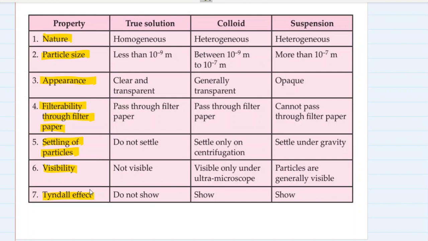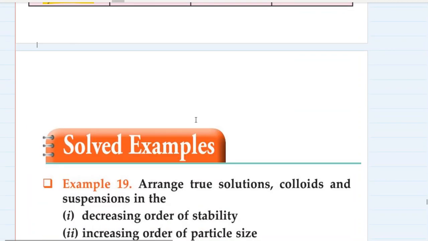The visibility in true solutions, the path of light is not visible when Tyndall effect is observed. The Tyndall effect is basically not observed in true solutions. Wait. Visibility means the visibility of particles. Particles are not visible in true solutions. Particles are visible in colloid, but only under an ultra microscope, a very strong microscope. And particles are visible in suspensions with the naked eye. Tyndall effect is not shown in true solution, but in colloids and suspension, Tyndall effect is shown. So these are the different types of solutions which we have studied.